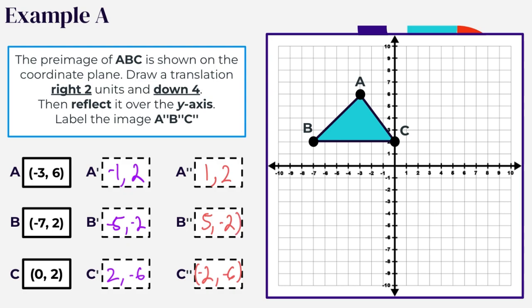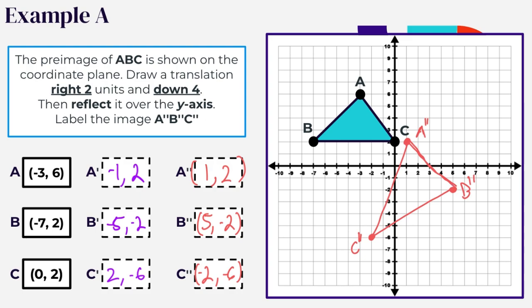So now that we have all of our points, we can plot them on our graph to locate A double prime, B double prime, C double prime. So we're going to go over 1, up 2, apologies there. Then we've got over 5, down 2, and over 2, down 6. Now that we've got all our points, make sure that we label them A double prime, B double prime, C double prime, and connect all of our points. Notice that our triangle is the exact same shape and size as it was before. We didn't change the shape or size, we only moved it around.